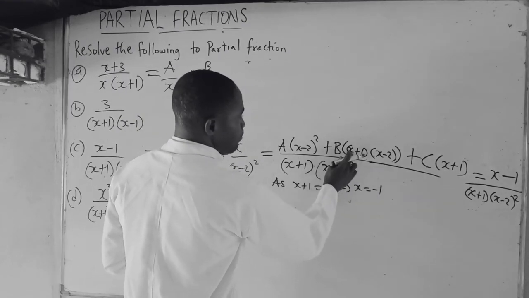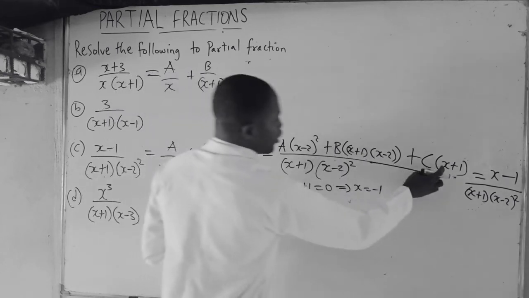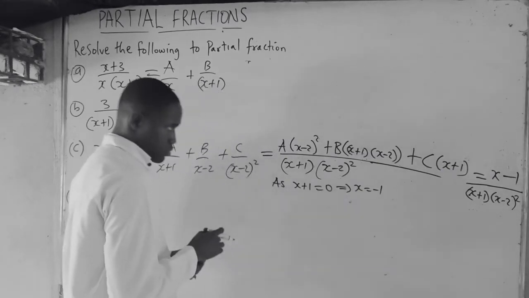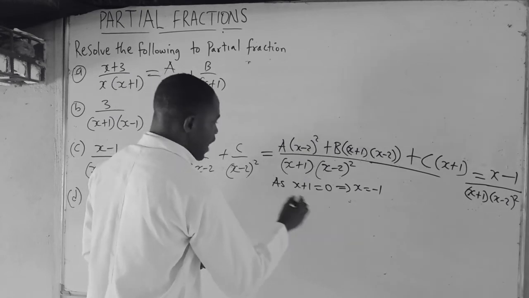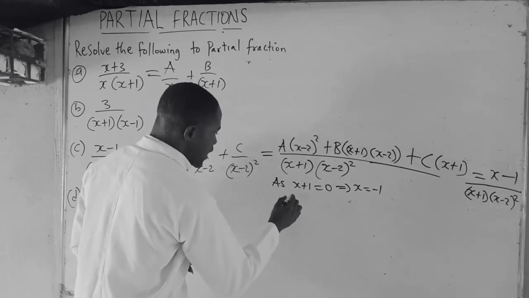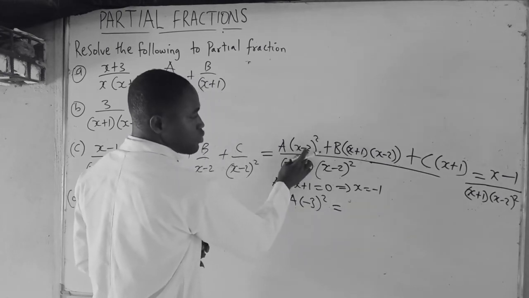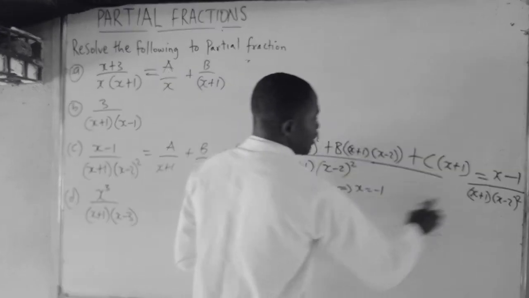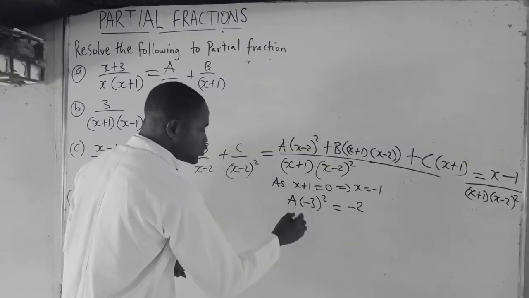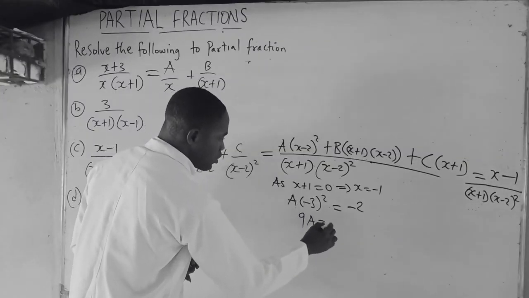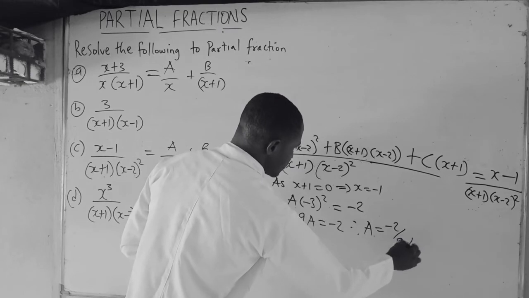Put it at the numerator only. Minus 1 plus 1, 0. 0 times c, 0. 0 times b, 0. Minus 1 plus 1, 0. 0 times c, 0. Minus 1 minus 2, minus 3. Minus 3 squared. That will give me a bracket minus 3 squared equals minus 1 minus 1, that will give me minus 2. Then this will give me 9a equal to minus 2. Therefore, a equals minus 2 over 9.